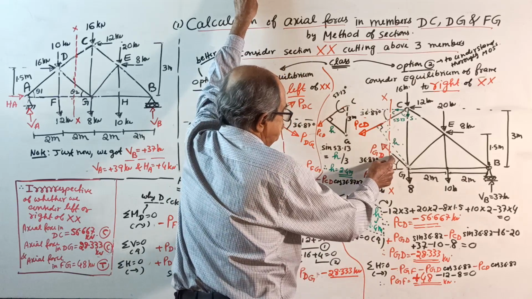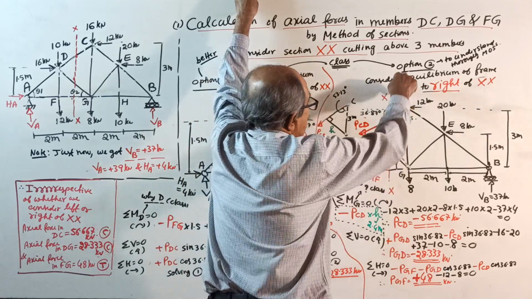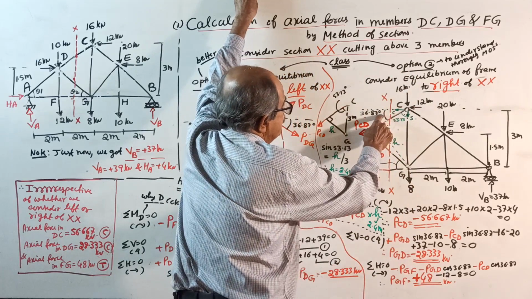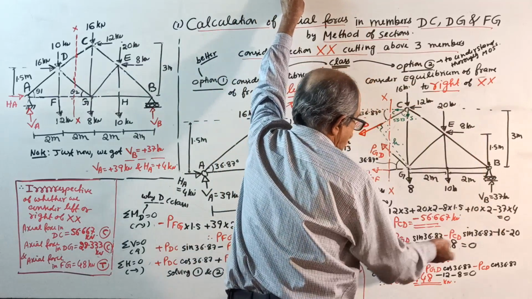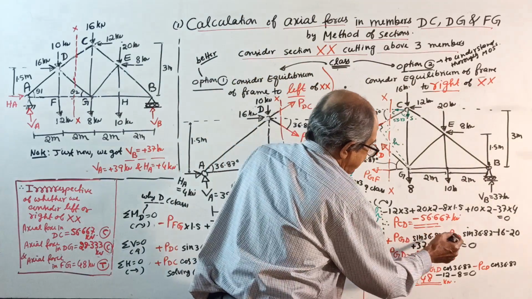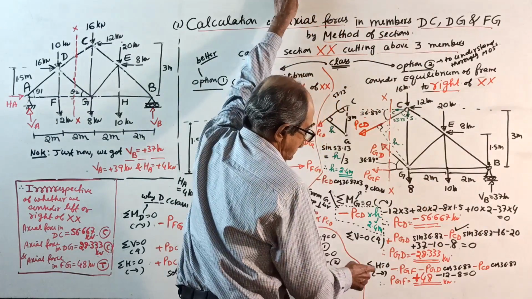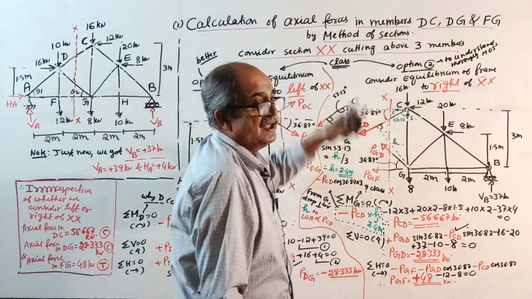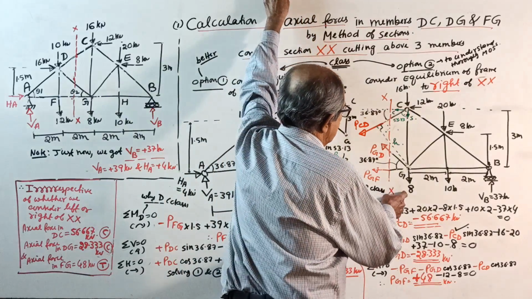See, GD first, plus PGD sine of this angle, minus PCD sine of this 36.87, minus 16, minus 8, minus 10, minus 20 plus 37 equal to 0. You already know the value of PCD. Substitute that PCD here. Your PGD will come minus 28.333.